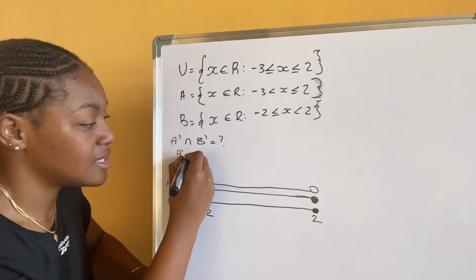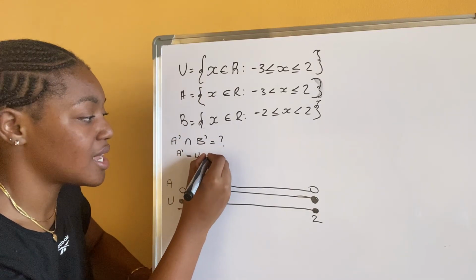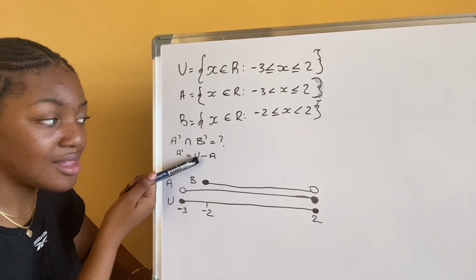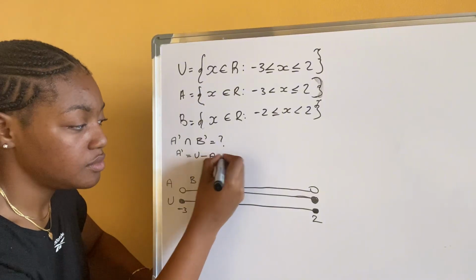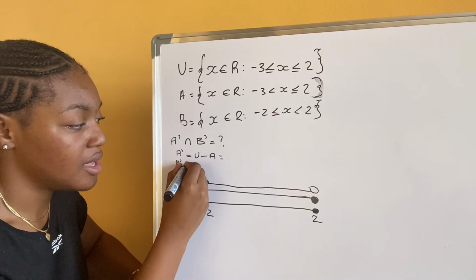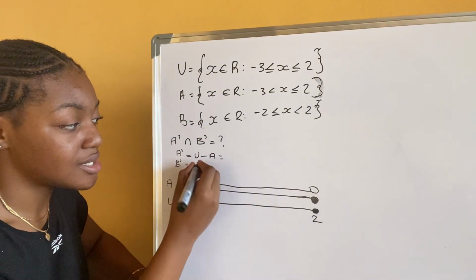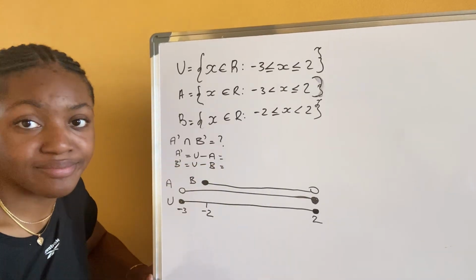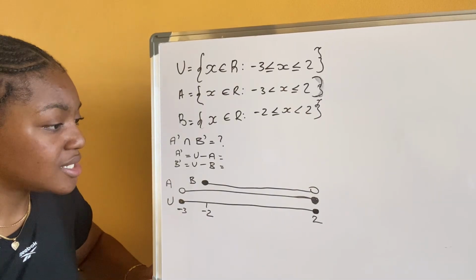So this is the same thing as us saying the universal set minus A: all elements that are a part of the universal set that are not in A. And then B would be similar, so we have all elements that are a part of the universal set that are not a part of B. So universal set minus B. And let's find what is A complement.